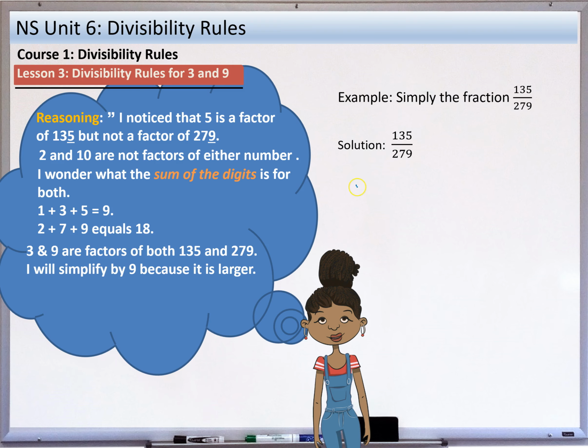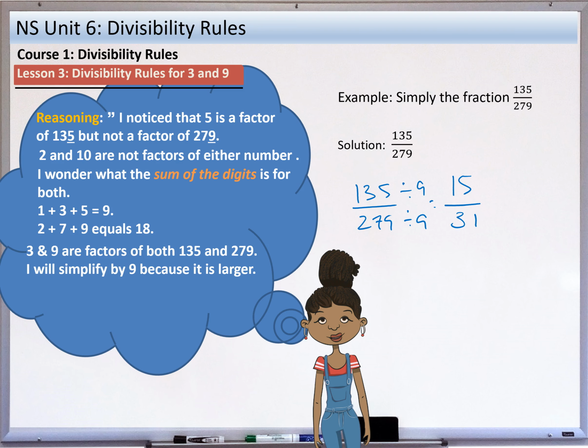So I'll write it here so I have more room. 135 over 279, divided by 9, divided by 9. I get 15 over 31. Now I'm not done. I can keep going. Oh no, I can't keep going because 31 is a prime number. So I'm done. So you see how that works?